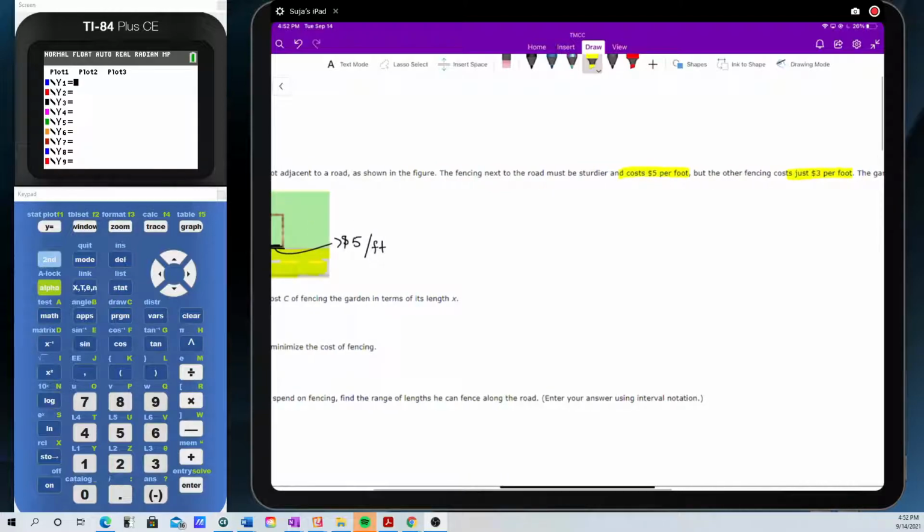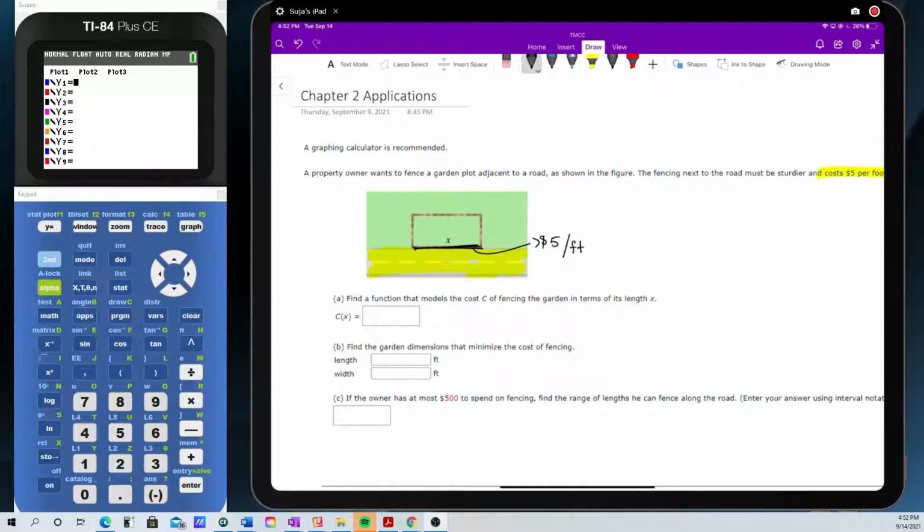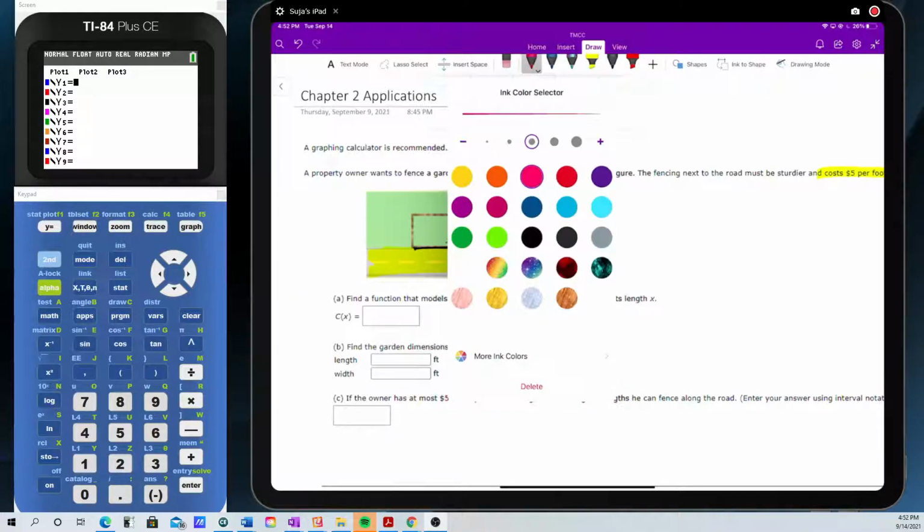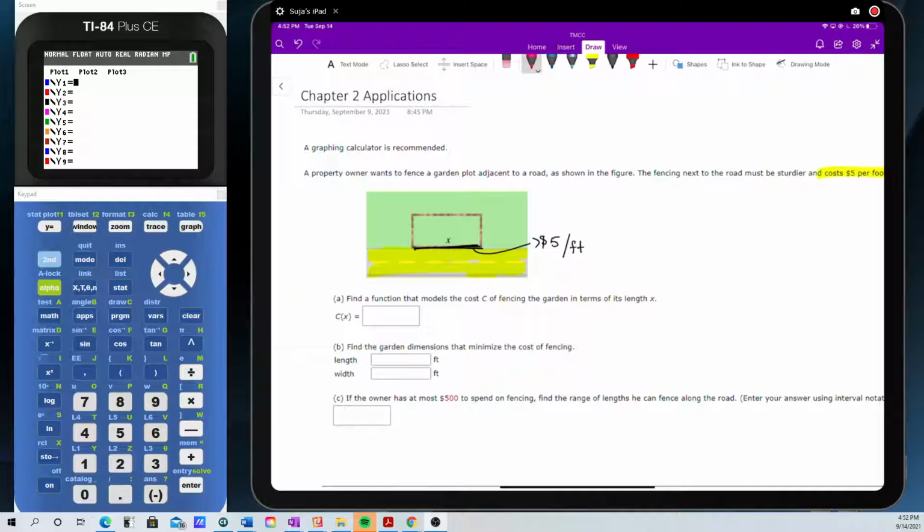Okay, so coming back to the picture, I have a side which is the width of the rectangle, which is the same on either side, right? So to construct this, it's going to be $3 per foot. To construct this, it's going to be $3 per foot. And also to construct the top, which is the same length as my bottom side x, this is also going to be $3 per foot. Okay, so now I'm going to write the cost function.